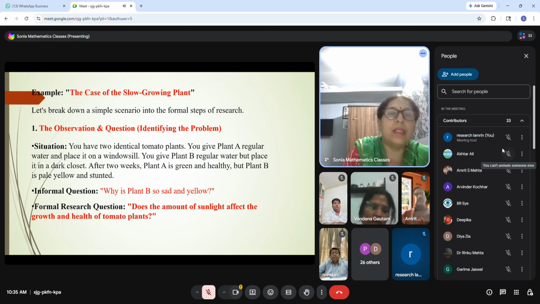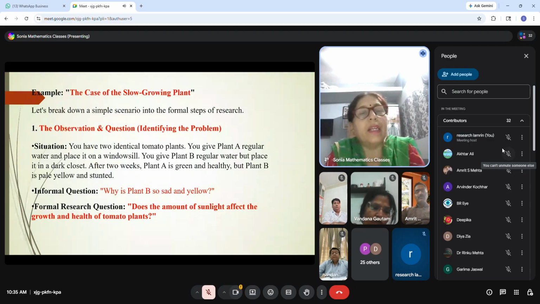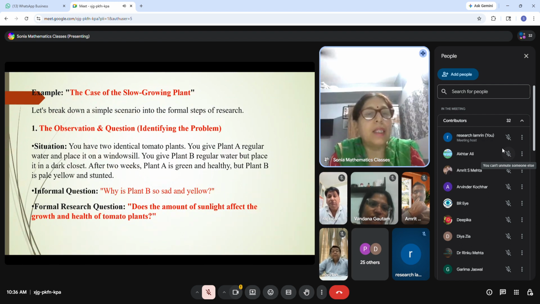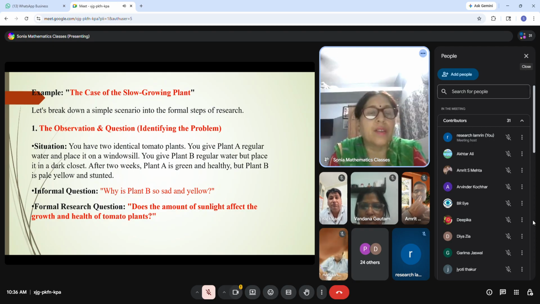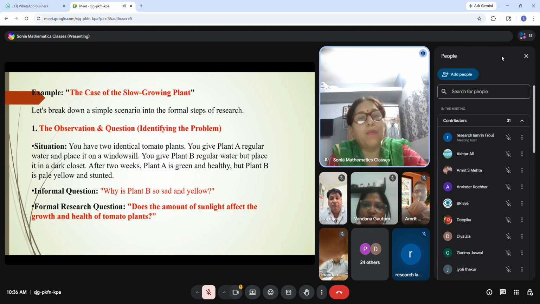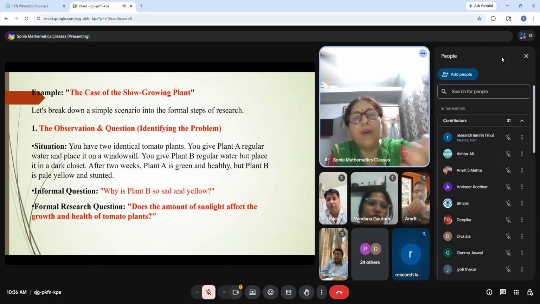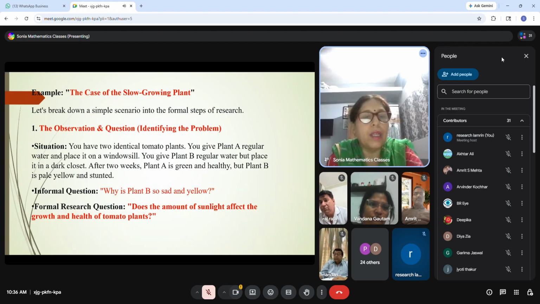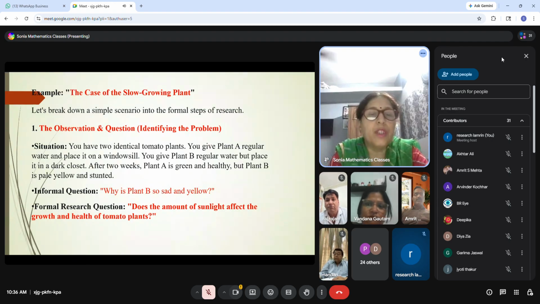For example, we are taking the case of a slow growing plant. Let's break down a simple scenario into the formal steps of research. First one, the observation and question. That is, we have to identify the problem. Now, what is the situation? You have two identical tomato plants.